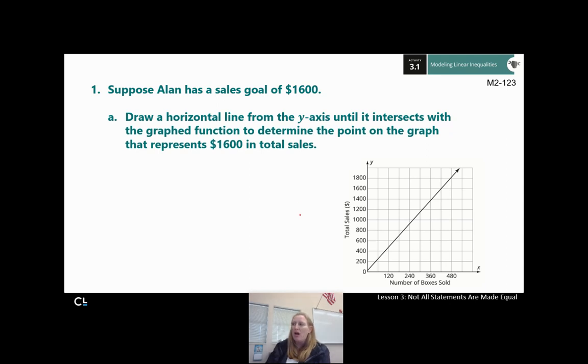Go ahead and hit pause. If we're going for 1,600, where's your horizontal line going to go? So go ahead and hit pause to work this out, and then hit play when you're ready to check.